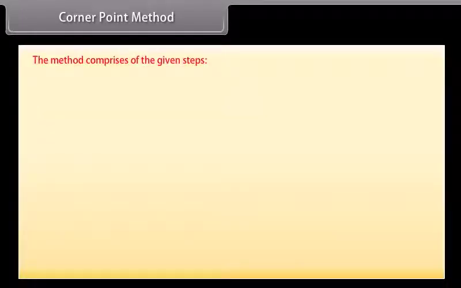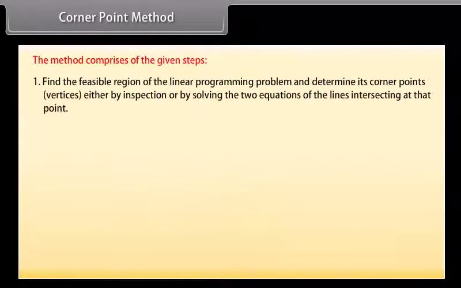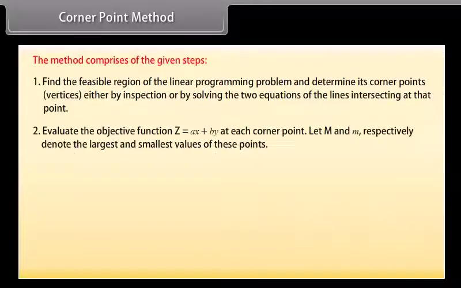Corner point method. The method comprises the given steps. 1. Find the feasible region of the linear programming problem and determine its corner points (vertices), either by inspection or by solving the two equations of the lines intersecting at that point. 2. Evaluate the objective function z = ax + by at each corner point.